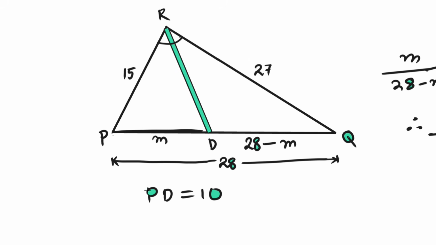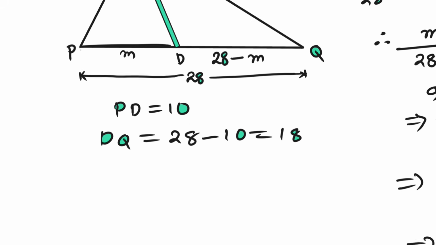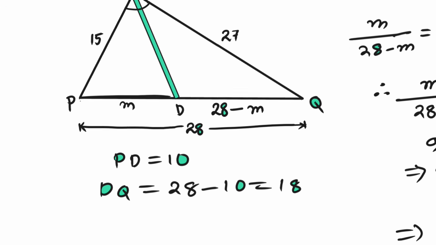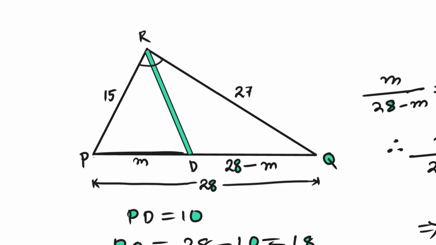Now, let's find DQ. We know that the entire base PQ is 28 units, and PD is 10 units. So DQ equals 28 minus 10, which gives us 18 units. So at this point, we know both pieces of the base. PD is 10, and DQ is 18. Now we can move to the next formula.